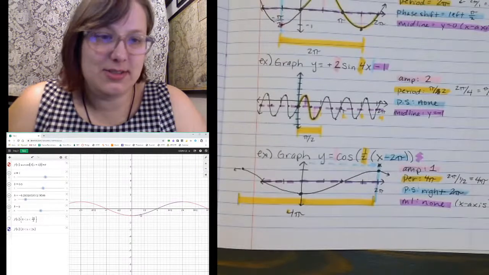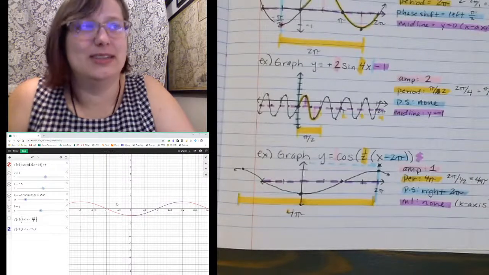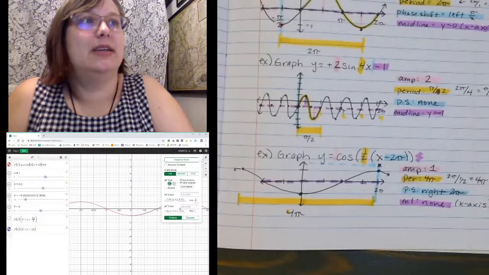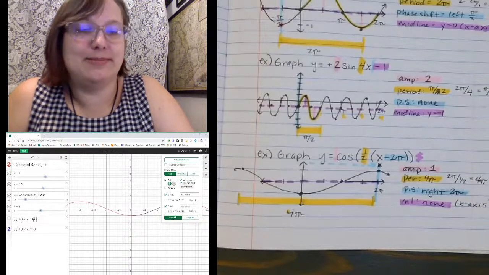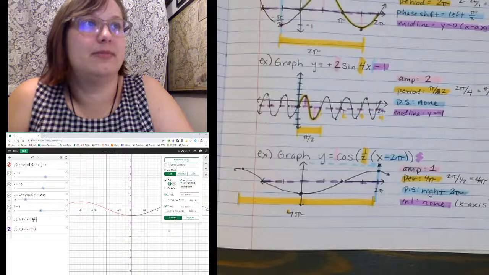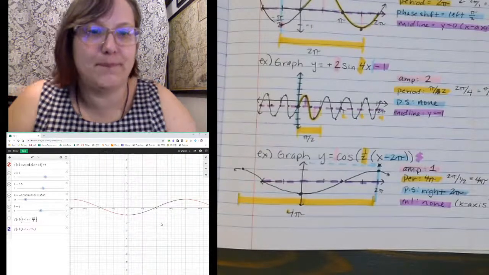Can you go to Desmos and type this in and just do it like that? Absolutely. Can you do that on a test? I don't know. I'll have to decide. So maybe practice it by hand too. But if you go down here to radians, you can change your x-axis pretty easily. I keep zooming out, so that's why it's changing, but okay.